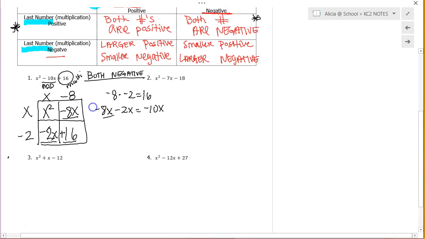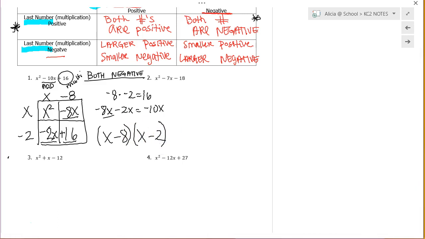I'm going to go ahead then and move my binomials down to the bottom. So x minus 8 times x minus 2. And I am done, and that is my answer.